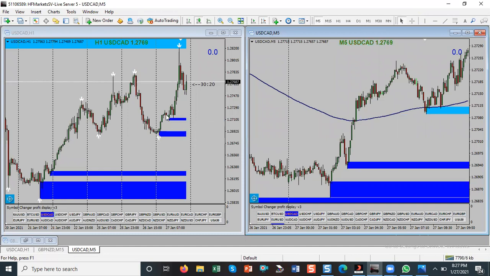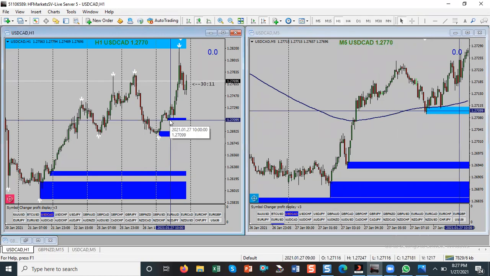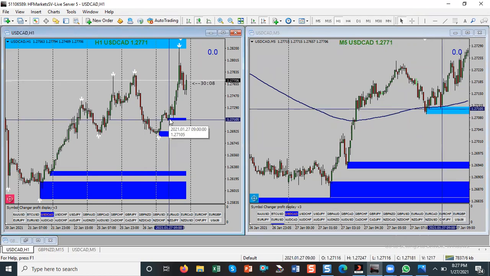On the creation of this demand zone, you are not going to wait for a retest, although this one retested. So when that zone was created, which is this point here, you can see the point in the 5 minutes time frame, that point.